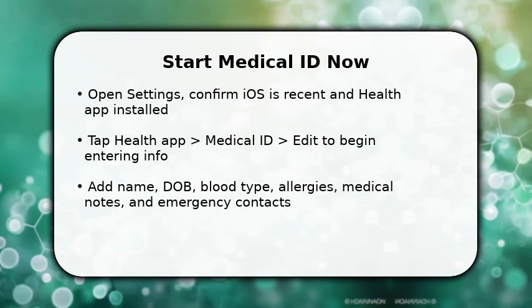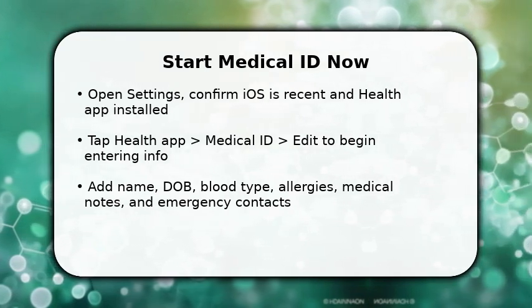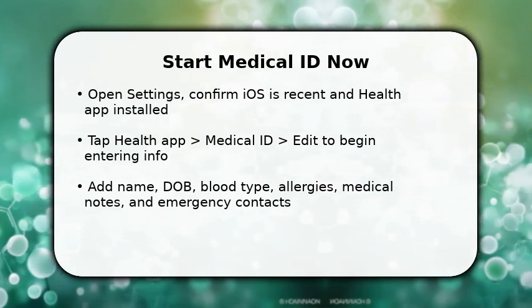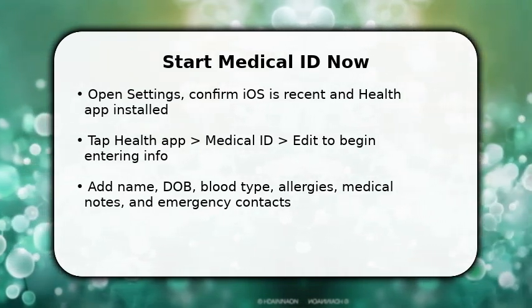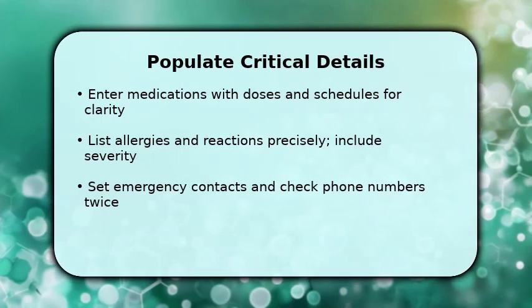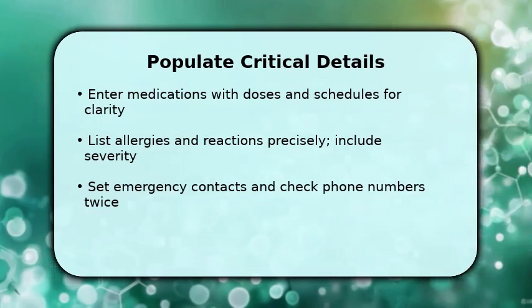Include emergency contacts with relationship and phone numbers. Once done, make sure emergency access is enabled so first responders can see the information from the lock screen without your passcode. You now focus on the complex middle steps that determine usefulness.